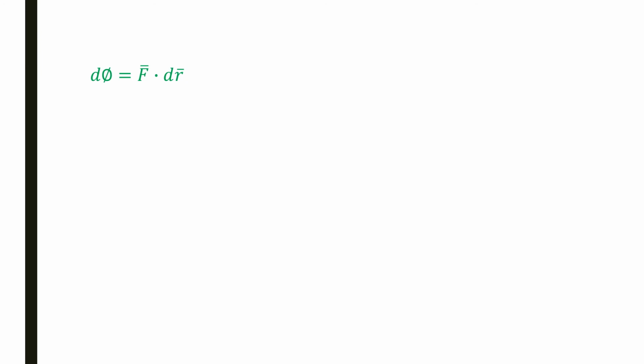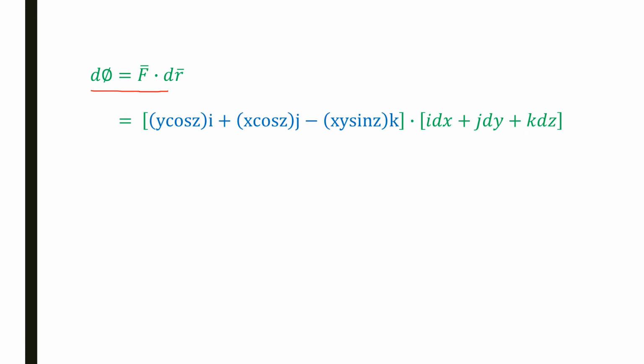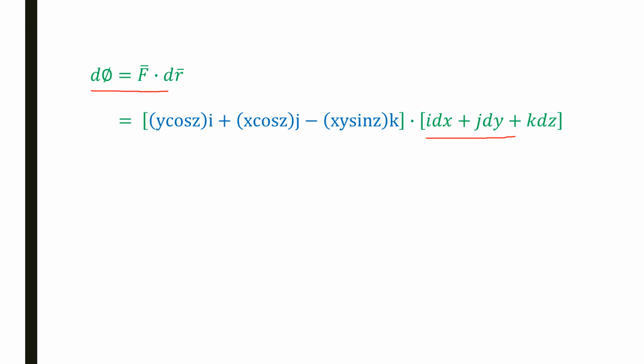Consider dφ equals F̄ dot dr̄ as usual, as in the previous example. So dφ equals this dot dr̄, that is a1 a2 plus b1 b2 plus c1 c2. Now this is the dot product of the two. After taking the dot product, we get y cos z into dx plus x cos z into dy plus minus xy sin z into dz.